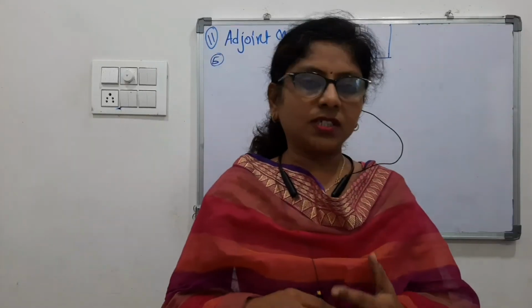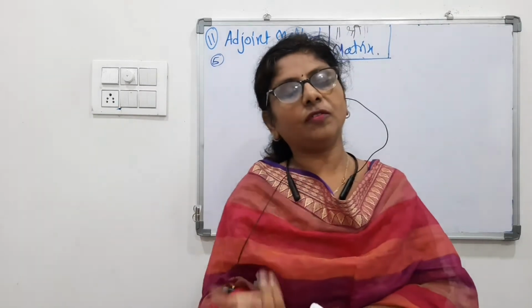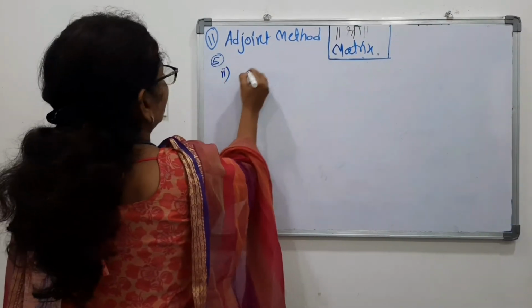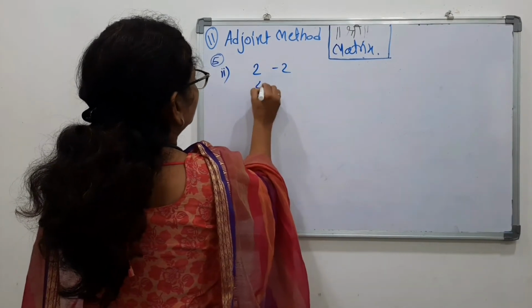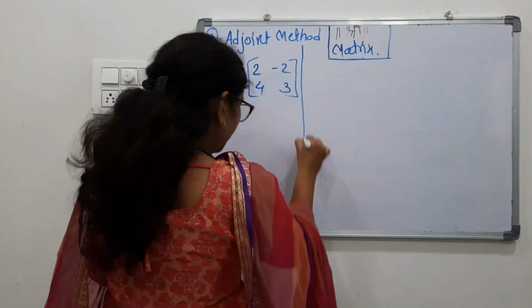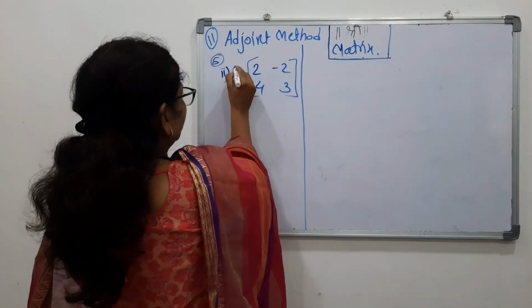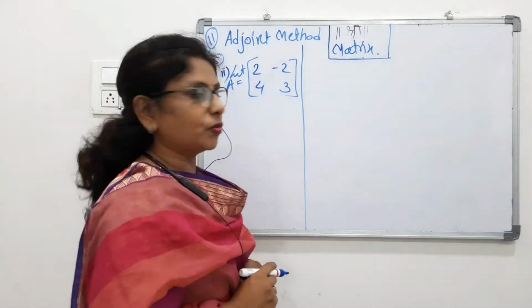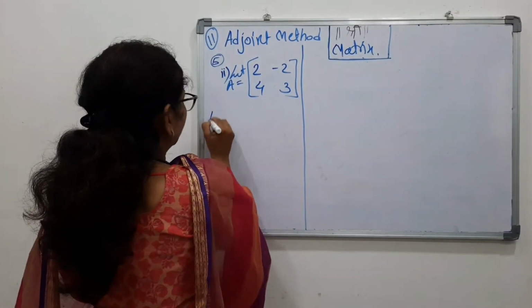Okay. Now second matrix of example 5 is also of 2 by 2 order. So what is the matrix? 2, minus 2, 4, 3. Again we will apply same procedure. We will denote this by A. Let A be the matrix 2, minus 2, 4, 3. Then we will find the determinant.